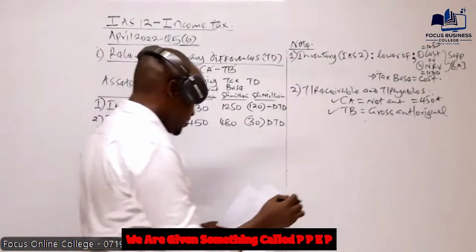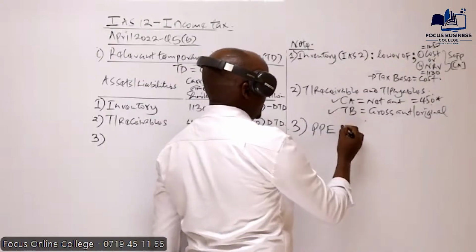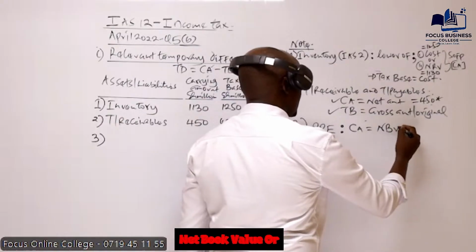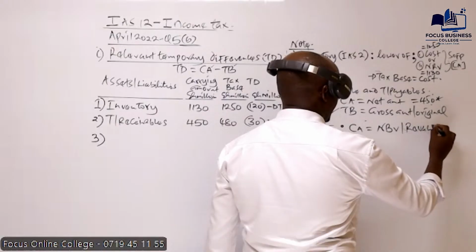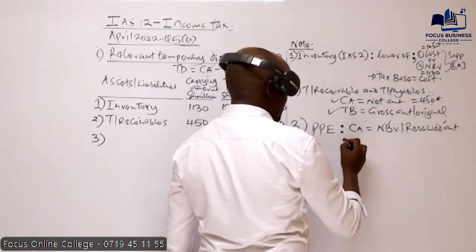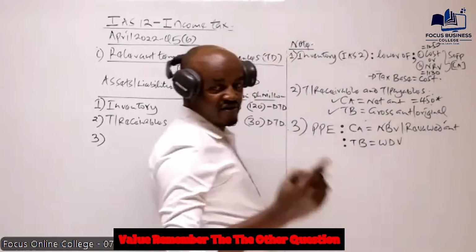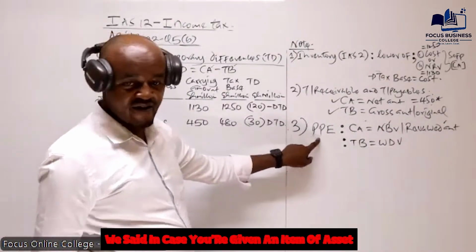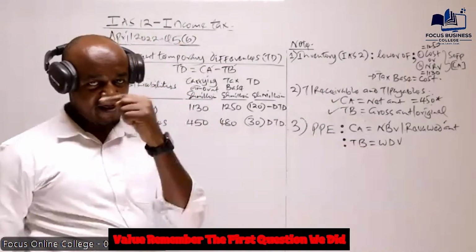We are given something called PPE. I'll also give a note for that. PPE, the carrying amount is equal to the net book value or the revalued amount based on what you are given, whereas the tax base is equal to something called the written down value. Remember the other question which we did, the question we started with, we said in case you're given an item of asset, carrying amount is the net book value, and then tax base is the written down value. Remember the first question we did.